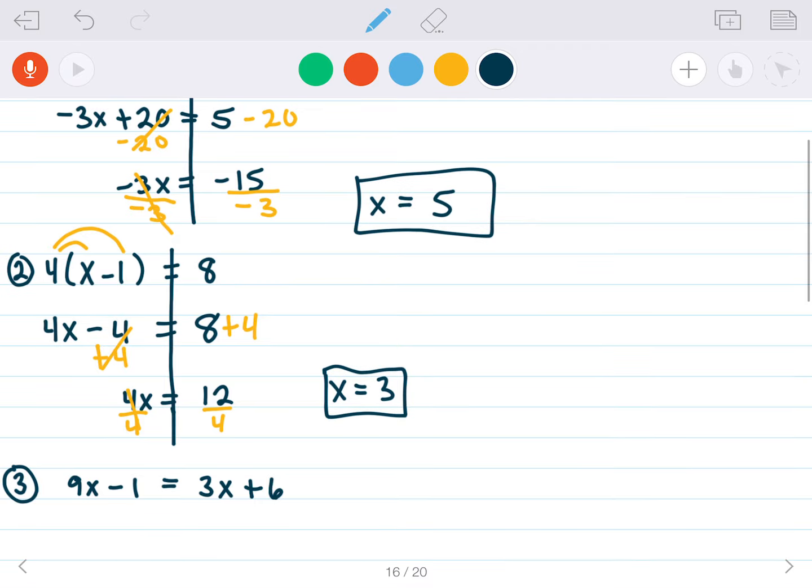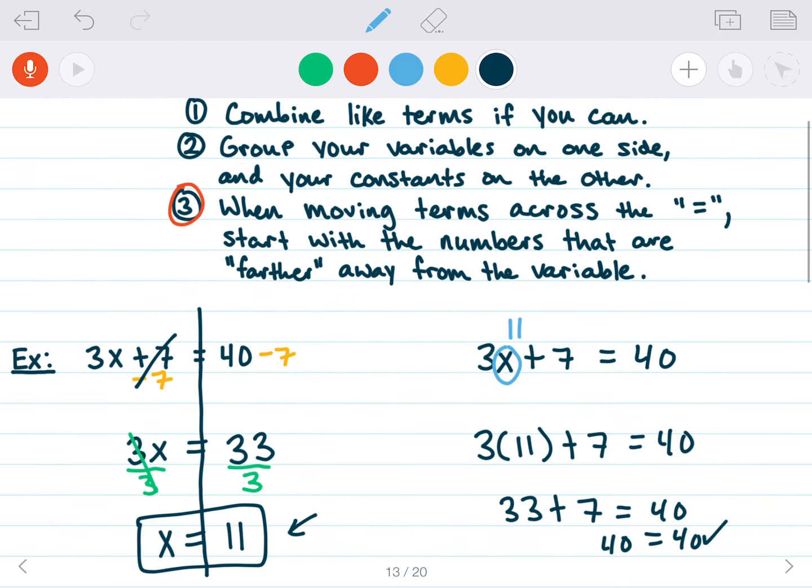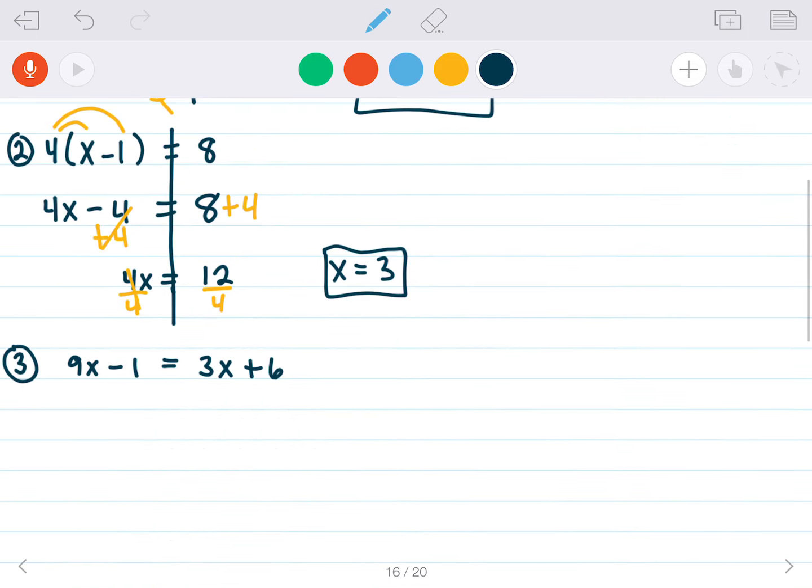Okay. Let's look at number 3. So number 3, we want to use tip number 2 in the multi-step. Let's see, where was it? This one right here: group your variables on one side. So we have variables on both sides of the equal sign, and we want to move our variables to one side, basically. So I'm going to look at the right side, and I'm going to say, how do I move this over to that side? Well, I need to get rid of it, so I have to subtract 3x from both sides, right?